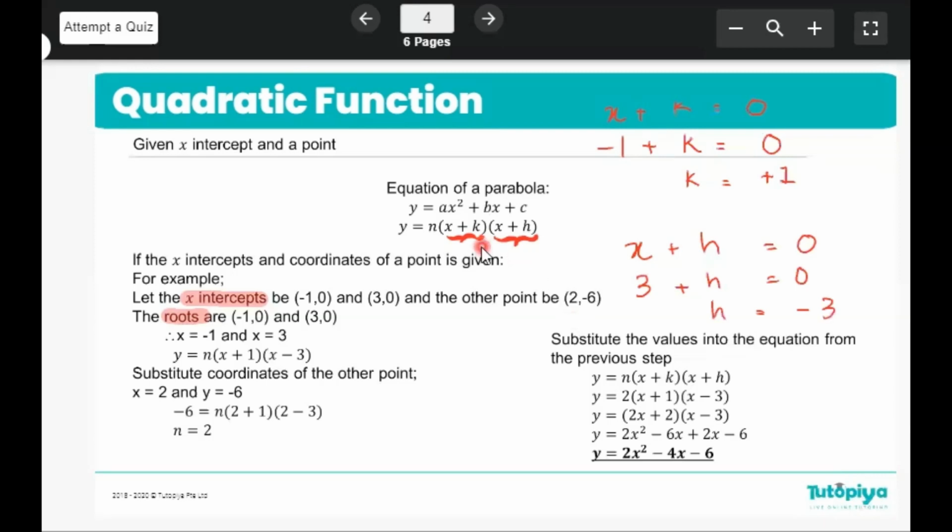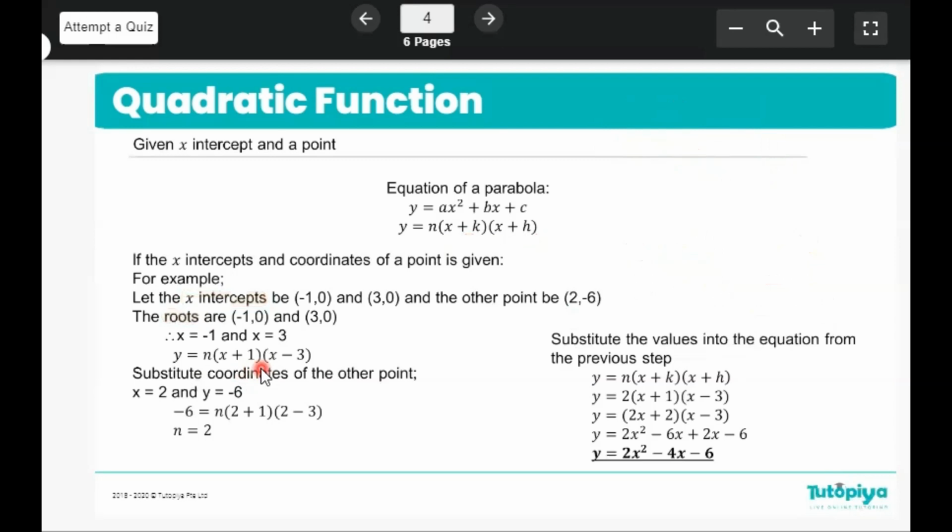So you can see that the value of k and h are just the negatives of the two different roots that we have. So we have k as +1 and h as -3, giving us the equation y equals n times (x plus 1) times (x minus 3).